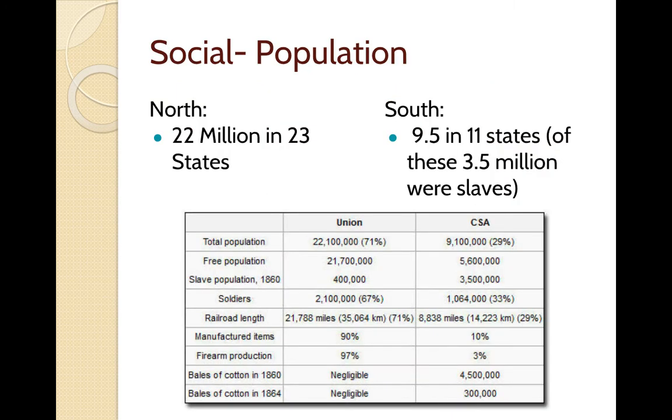In regards to population, the North had 22 million people across 23 states. In the South, 9.5 million people in 11 states. Of those 9.5 million, 3.5 million were slaves in those southern states.